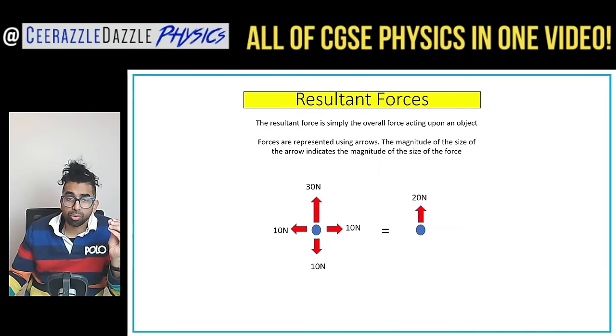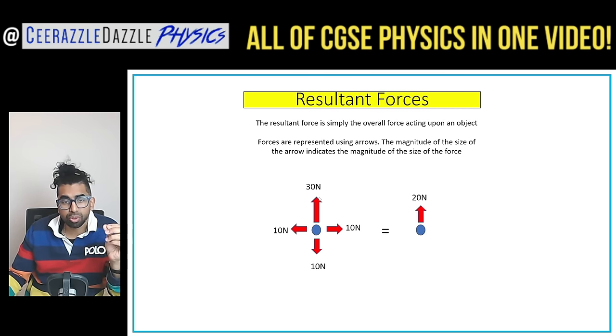Resultant forces. Resultant force is simply going to be the overall force acting upon an object. So over here, as you can see, I've got this ball, and there are all these forces acting on it. Well, look, we've got 10 newtons to the left, 10 newtons to the right, 30 up, 30 down. Well, the horizontal ones will cancel out, and the top and bottom ones will leave a resultant or overall force of 20 newtons upwards over here. 30 minus 10, it's 20 upwards.